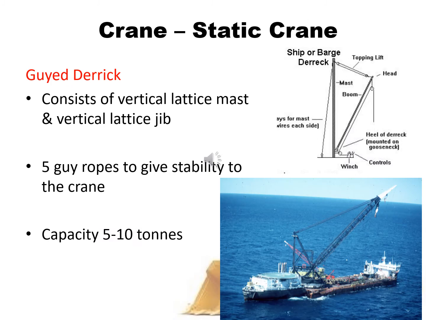Guy derrick is an example for the static crane. It consists of vertical lattice mast and vertical lattice jib. Five guy ropes give stability to the guy derrick crane. Its capacity is about 5 to 10 tons. It is used at the ship or barge derrick. The components of guy derrick are mast, boom, topping lift, head, and winch.